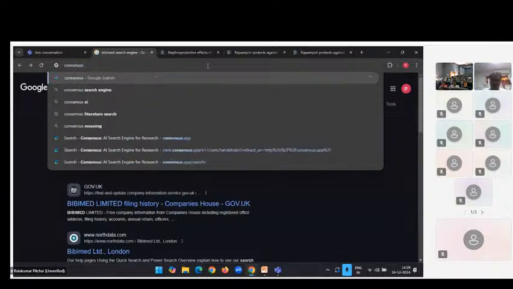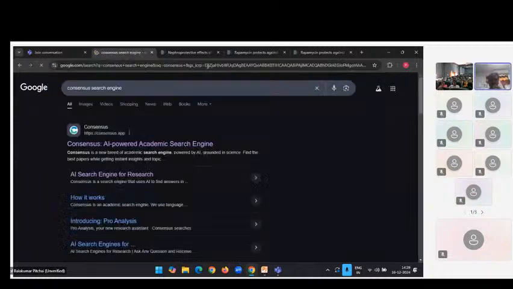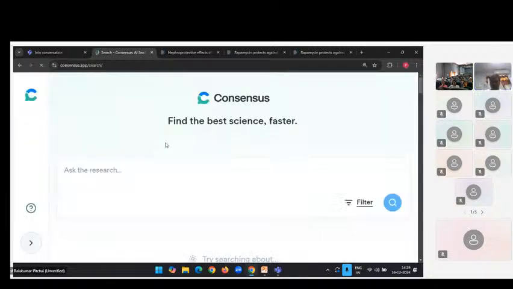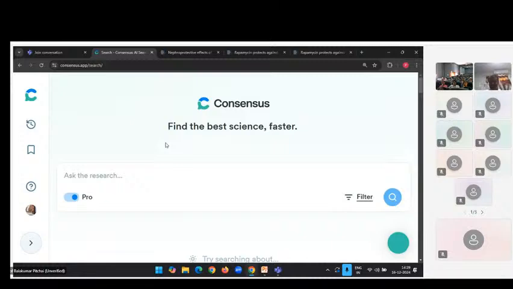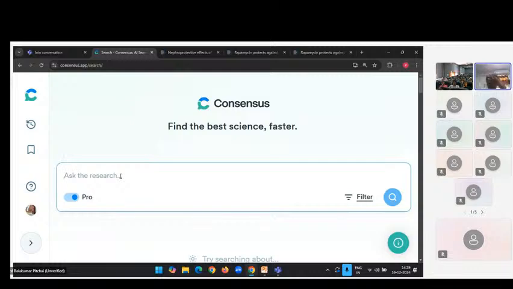Consensus search engine. That's all. So Consensus, an AI-powered academic search engine. It is a new breed of academic search engine powered by artificial intelligence grounded in science. So let me open this one. Okay, so clearly Consensus is opened. There is a box. It might ask you to sign in with Gmail so that you can use it.